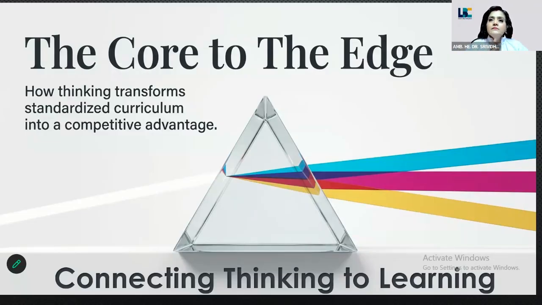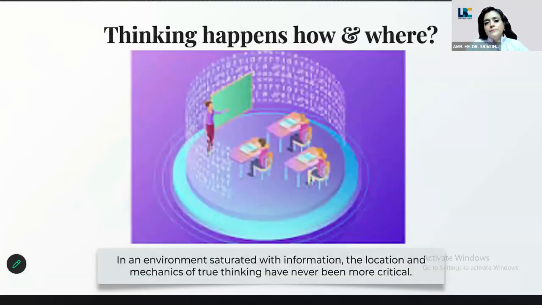Now, how can this go to the edge, connecting thinking to learning? How thinking can transform the standard curriculum. The curriculum is so rigid, so standard. How we can integrate critical thinking to make it into a competitive advantage. Now, thinking happens how and where? It happens everywhere. In an environment saturated with information, we don't need to teach. Everything is available on the internet and everything is already there. So we have to have something very creative. We have to put on our green hats, isn't it?